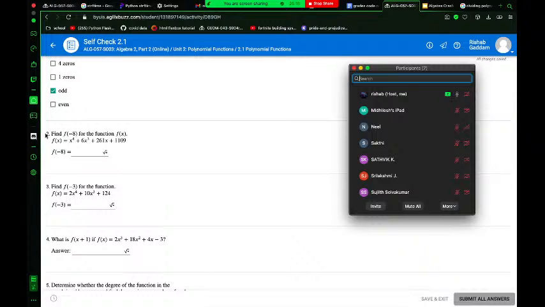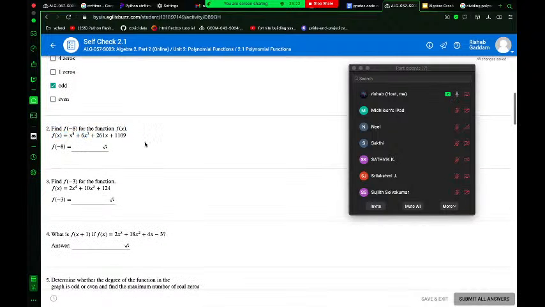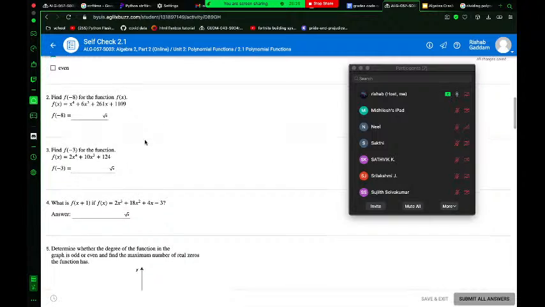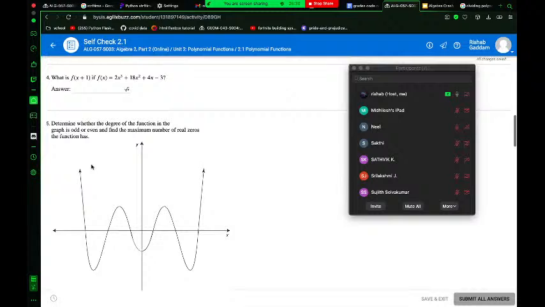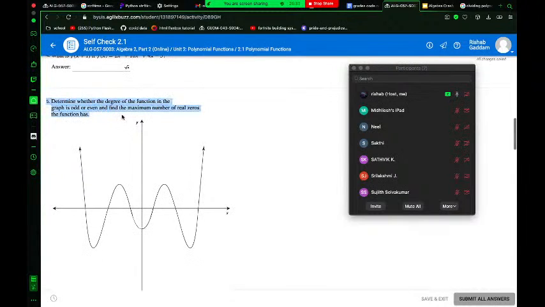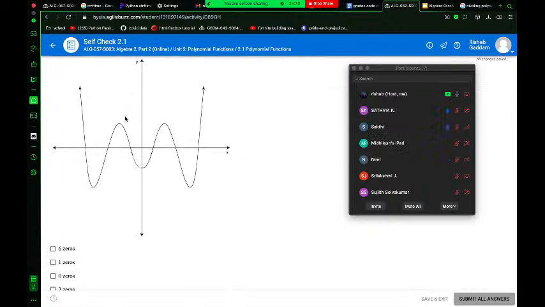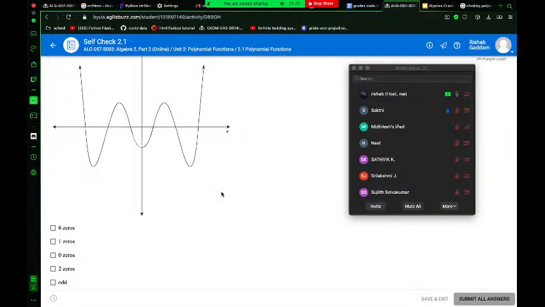Let's go on to number 2. Find f of x. Find f of negative. Okay, so we're not going to do this. We haven't learned that yet. So no. Determine whether the degree of the function in the graph is odd or even. Find the maximum number of real zeros the function has. So let's go with Sakti for this one. Sakti, you can do this one.